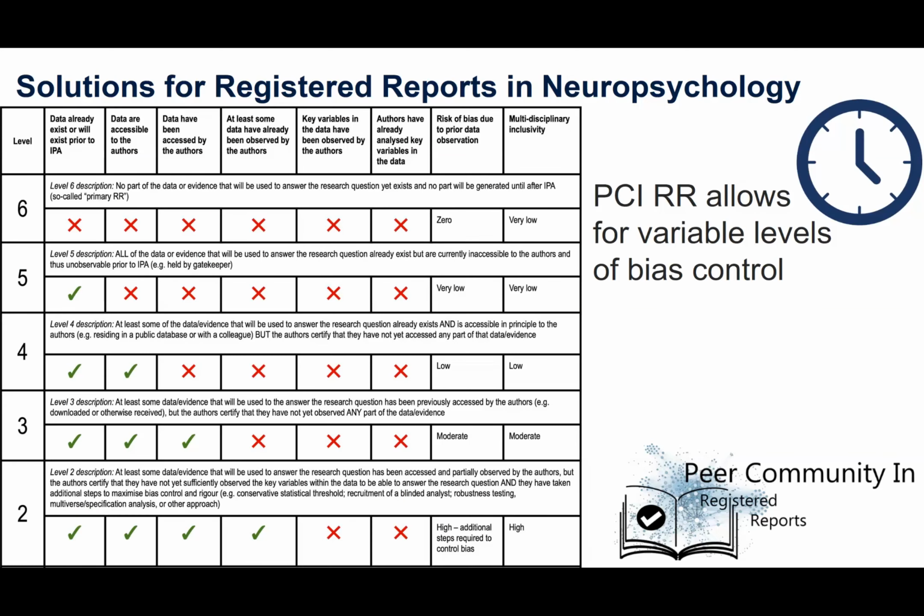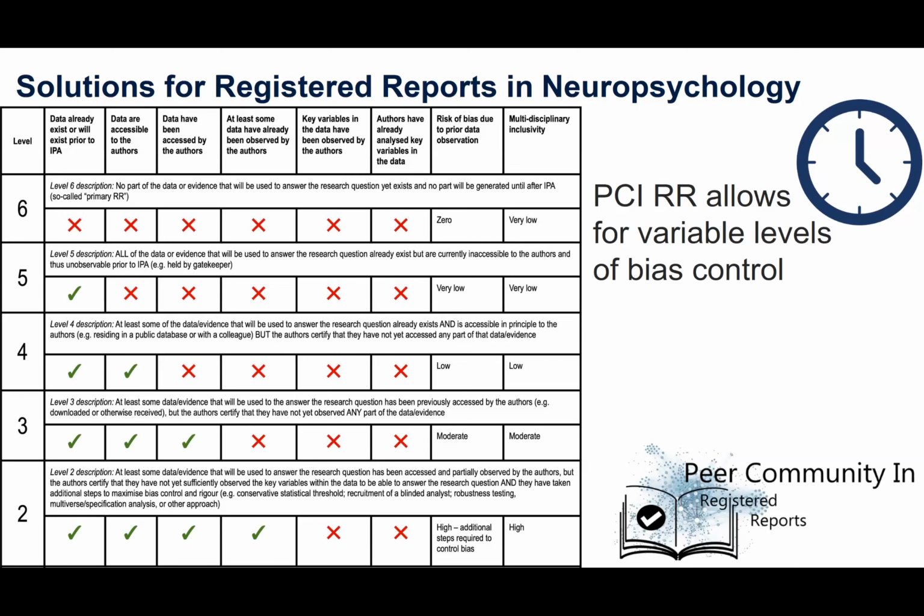Second, PCIRR formalizes the idea that registered reports could be run at different levels of bias control. The canonical RR, of course, is one where the stage one review process is completed before any of the data exist. And that corresponds to a bias control level of 6, which basically eliminates all possible sources of potential bias. But five other levels are defined below this. And at level 4 or lower, some or even all of the data can exist already at the point that the stage one in-principle acceptance is awarded.